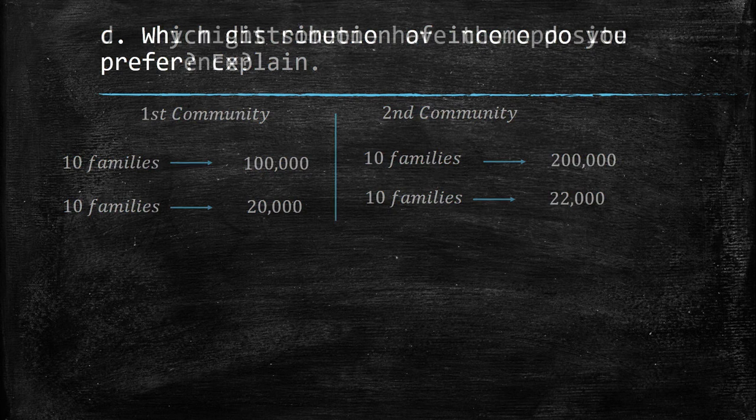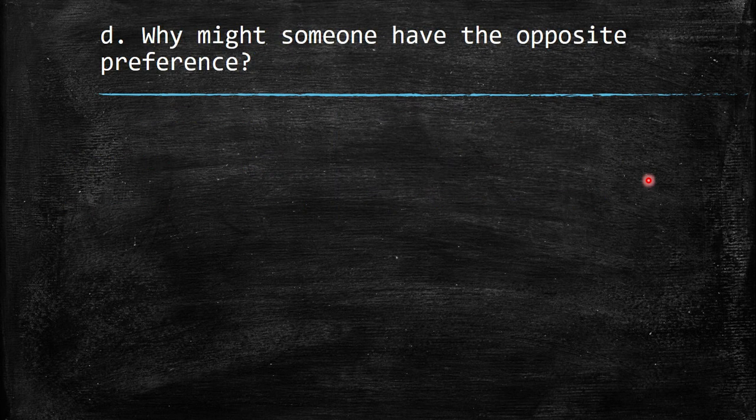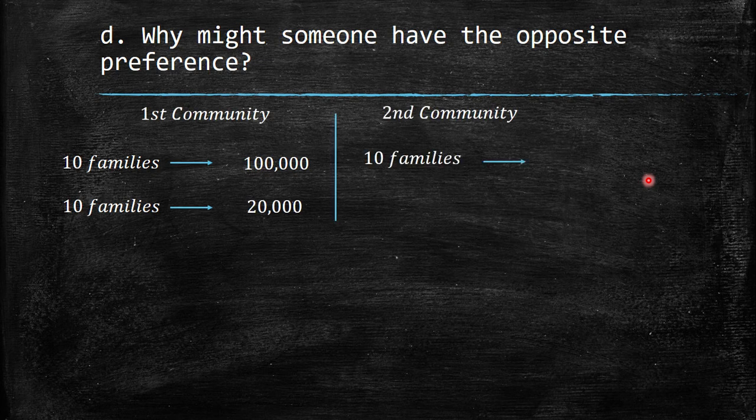And why might some have the opposite preference? Obviously, the opposite would be someone who says don't make any intervention in the economy, don't make any movement, and this person would say that it's better to be here, because it's more equal among the people. That's all.